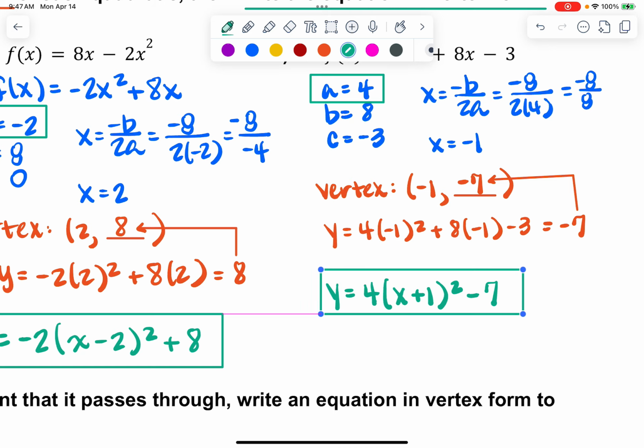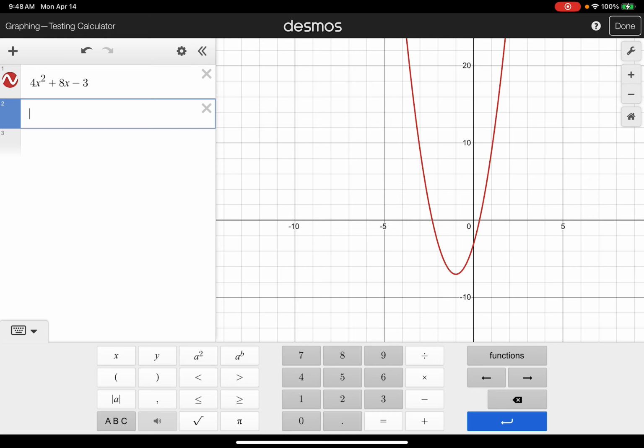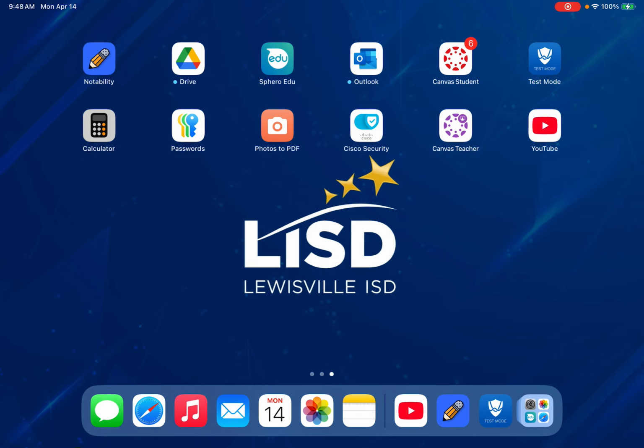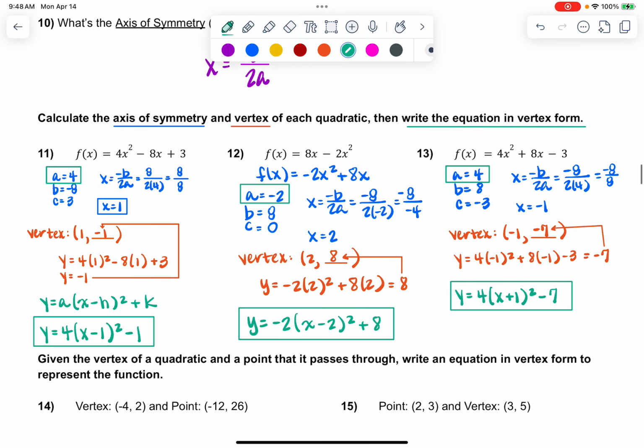And again, I know it's a little time consuming, but it's totally worth every second of going back to Desmos and typing in our new vertex form of 4 parentheses x plus 1 squared minus 7. And there it is. Toggle back and forth, the exact same parabola. So now I know that that is correct. I'm going to put little check marks next to all of these because I've checked them in Desmos, and I'm 100% sure I didn't make a silly math mistake anywhere along the way.